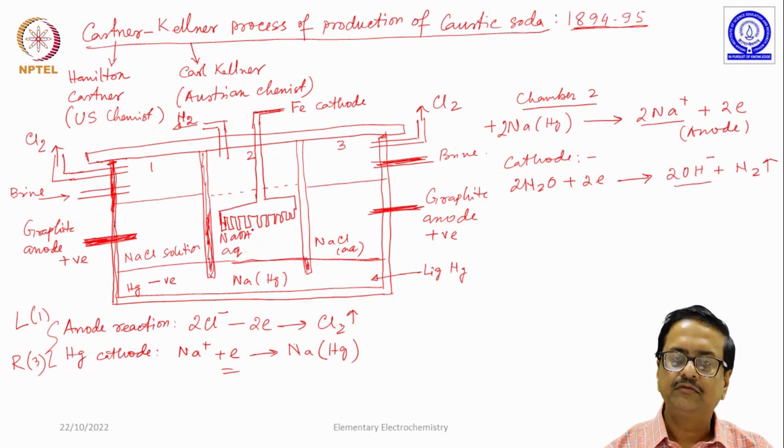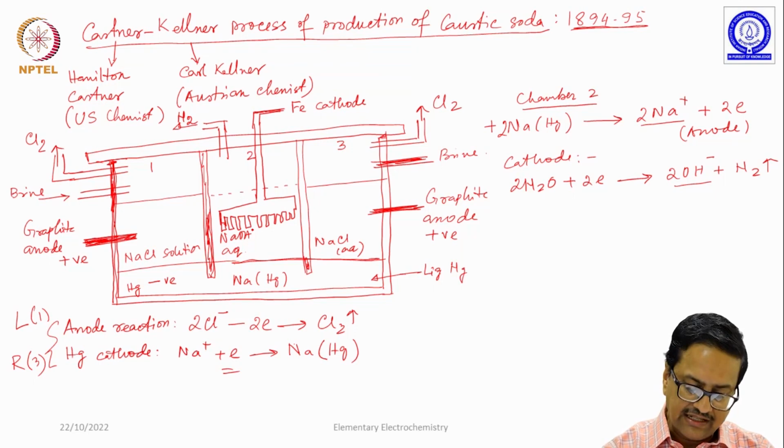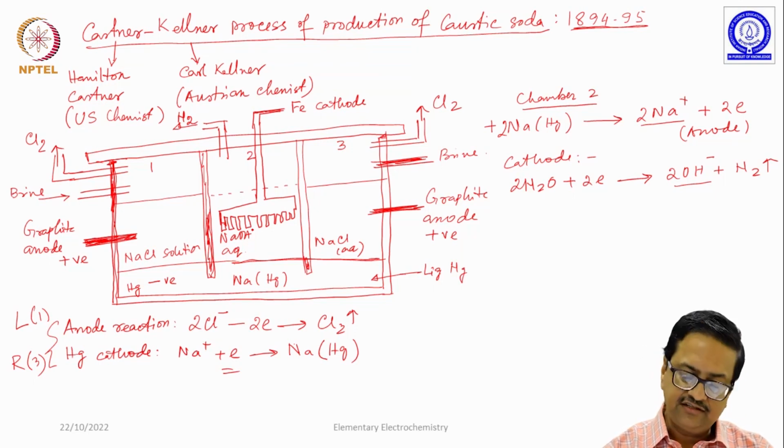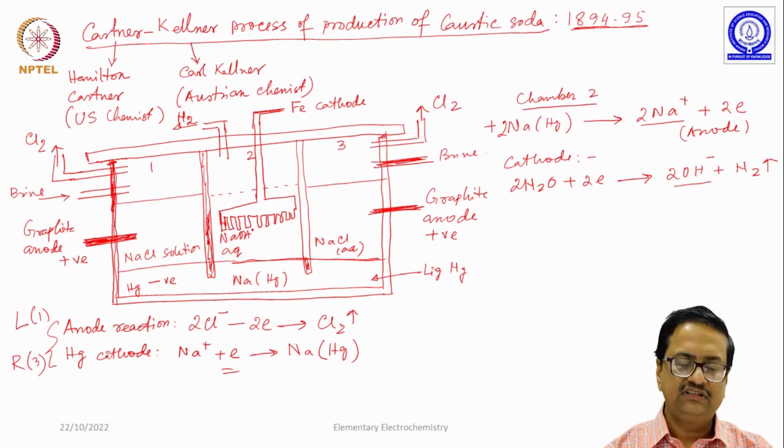It was initially developed by Hamilton Kastner, and it was brought to light that Karl Kellner also arrived at the same reaction in Austria. So the scientists joined hands to form the first industry to produce sodium hydroxide on a large scale. I would like to stop here in this lecture, and in the next class we will discuss a couple of problems based on what we have discussed till now, and then we will proceed to the next part of this course. Thank you.